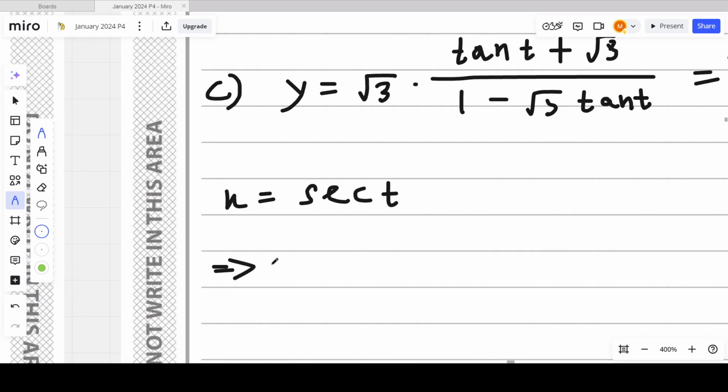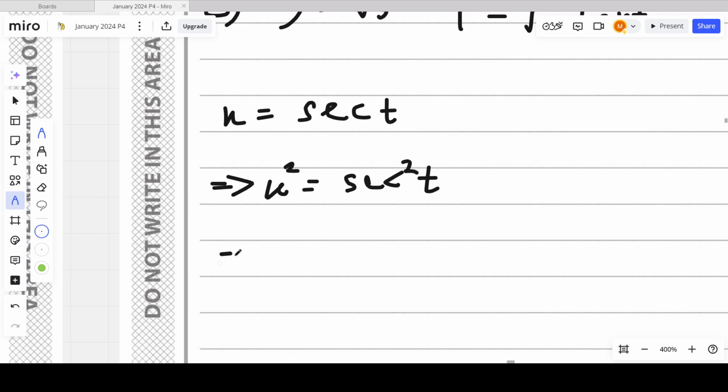Why am I squaring both sides? We know a trigonometric formula: sec square t minus tan square t equals 1. So we can use this identity to convert sec square t to tan square t. Sec square t minus tan square t is 1, so sec square t is 1 plus tan square t, right? 1 plus tan square t.